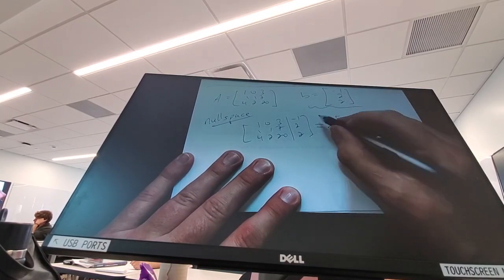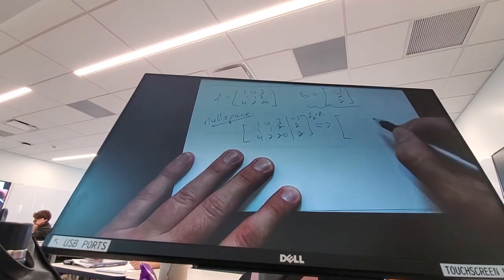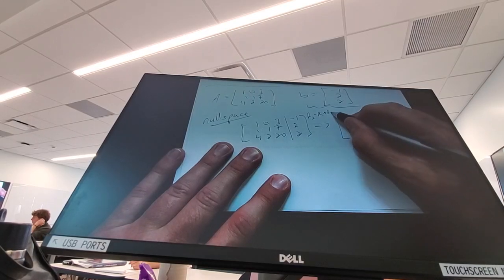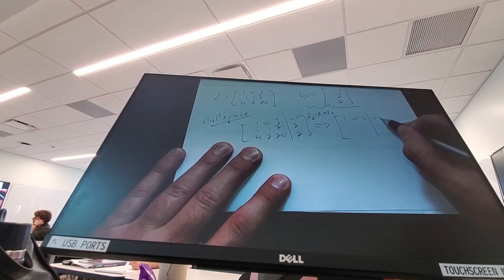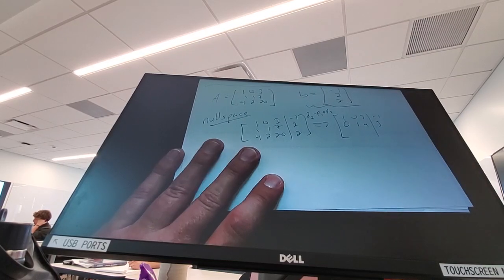And let's keep track of what we're doing. So real quick, I could take row 2 minus row 1. Is that cool? And that would give me, and put it in row 2. So that would give me 1, 0, 3, negative 1. This would be 0, 1, 4, 3. Is that cool so far?